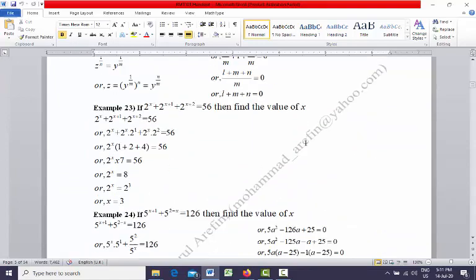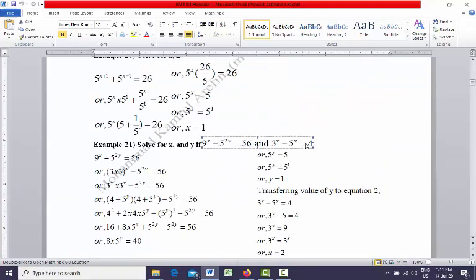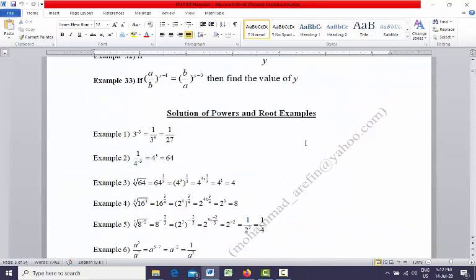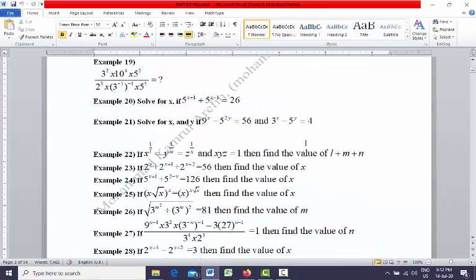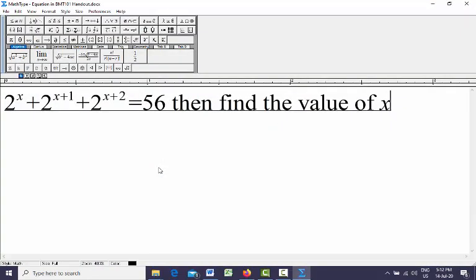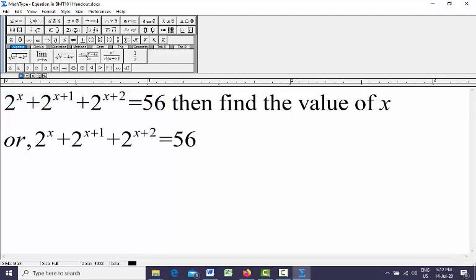Right? So I will move to example number 23. So here the question is asking us to find out the value of x again. So here we have this equation.